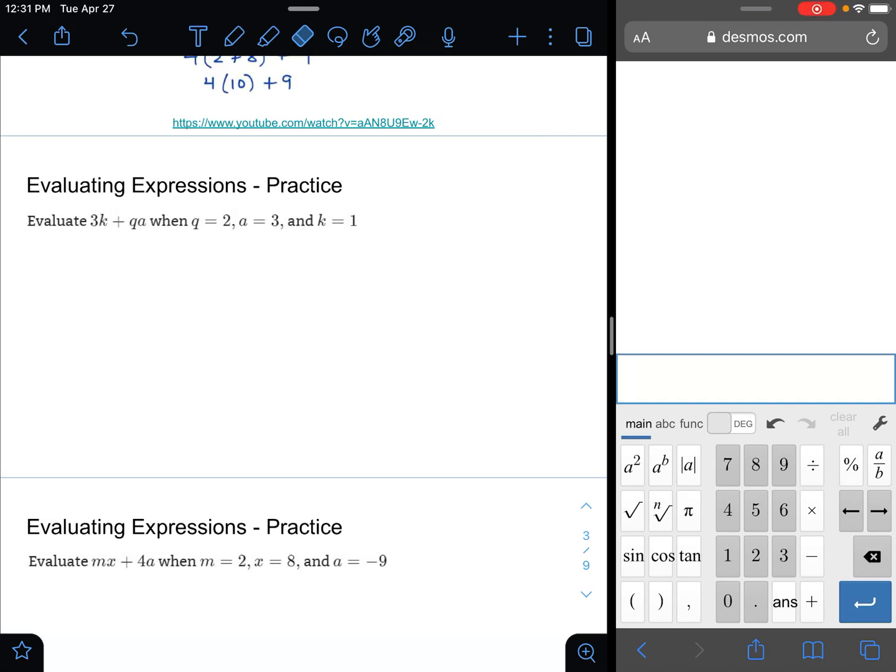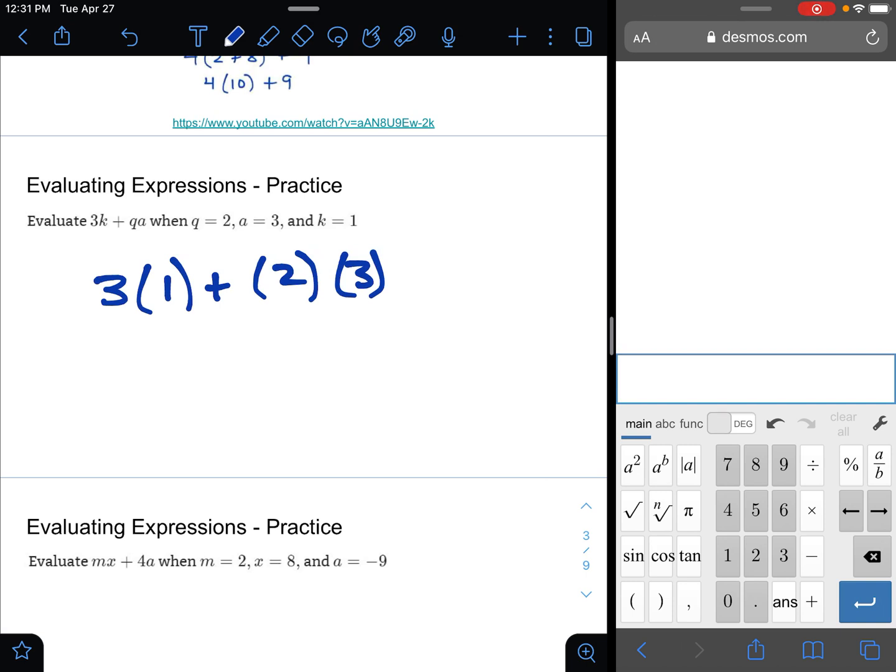Here are some examples on how to evaluate expressions. So what we do is we take out the variables and we plug in the numbers in their place. So for 3k plus qa, we're going to do 3 times the k, which is 1, plus q times the a. So the q is 2 and the a is 3. And every time you take out a variable, you plug in the number in its place in parentheses.